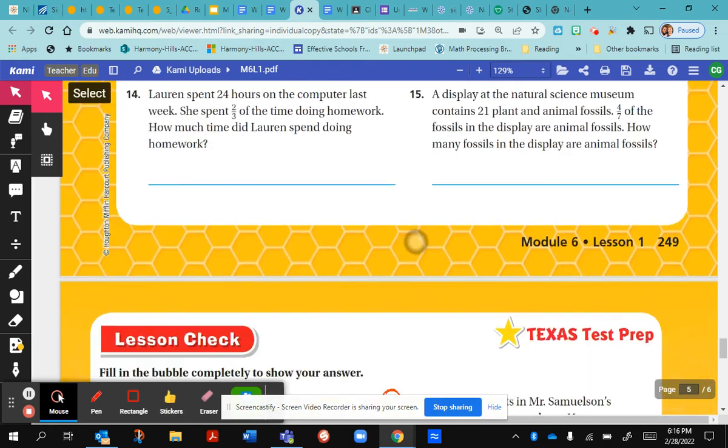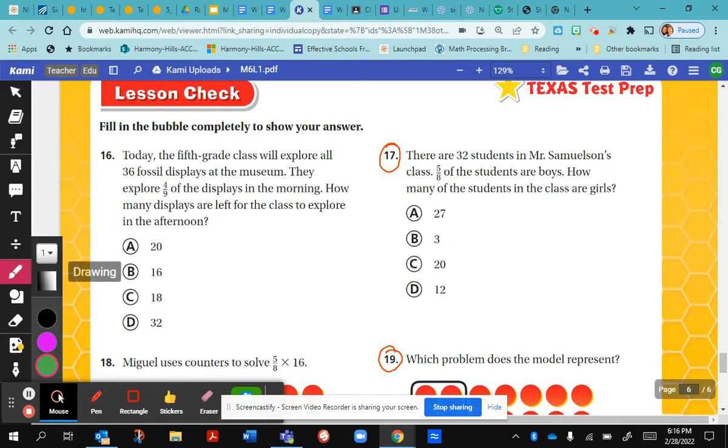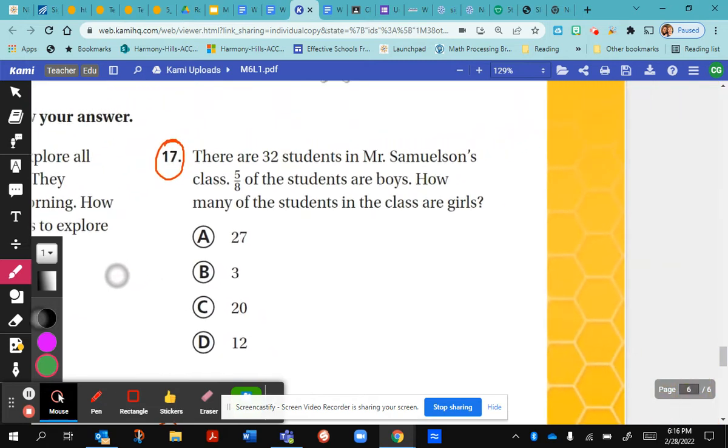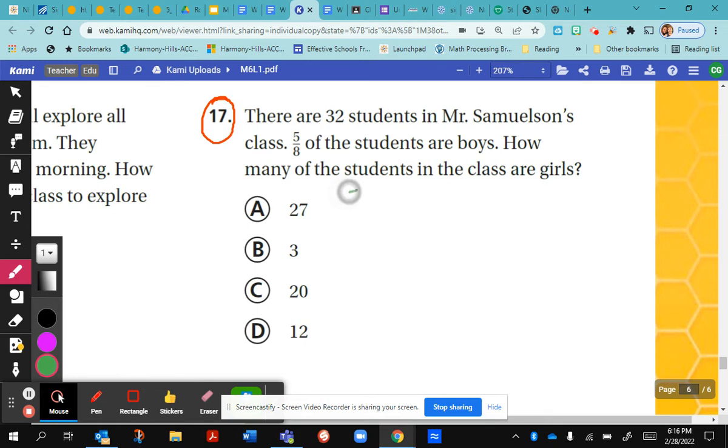Okay, so now let's move to number 17, and we're going to follow that same concept, right? So there are 32 students in Mr. Samuelson's class. Now, out of those 32 students, 5/8 of the students are boys. How many of the students in the class are girls? Interesting question. So I have a total of 32. 5/8 of the students are boys. And I need to find out girls.